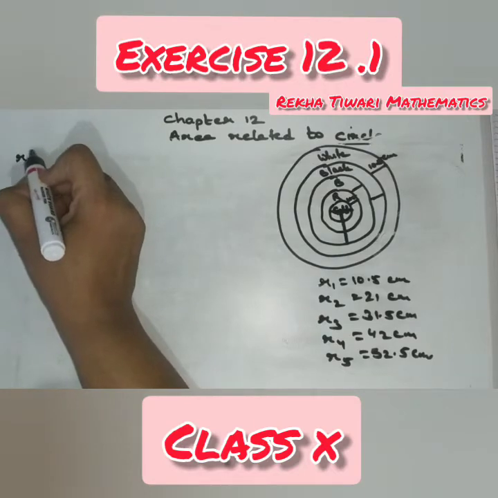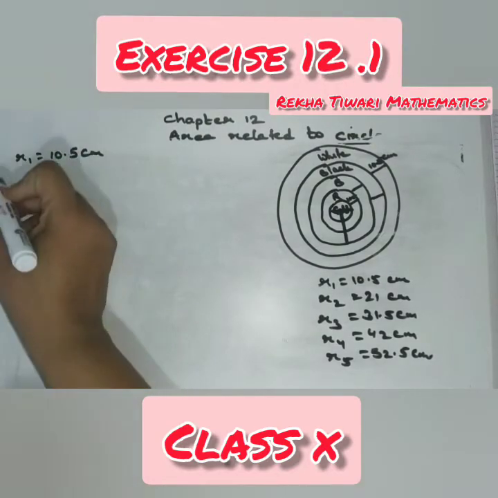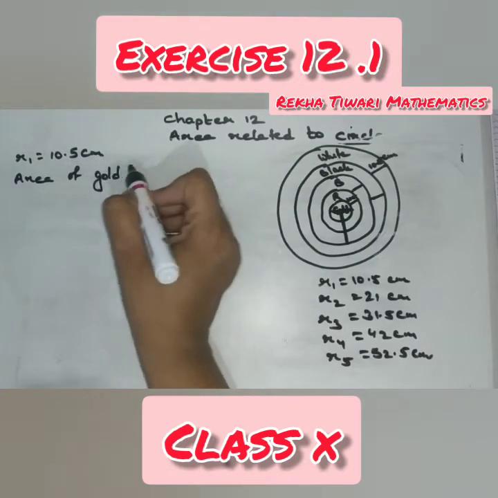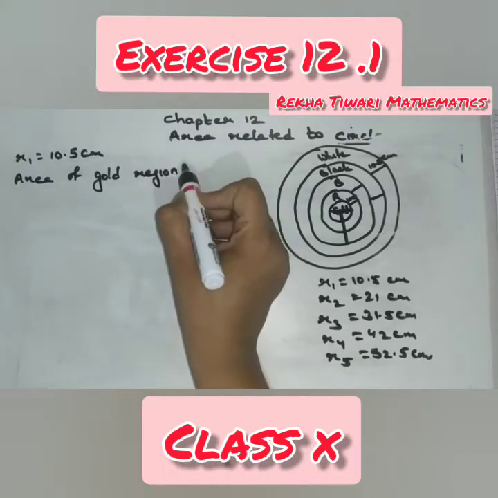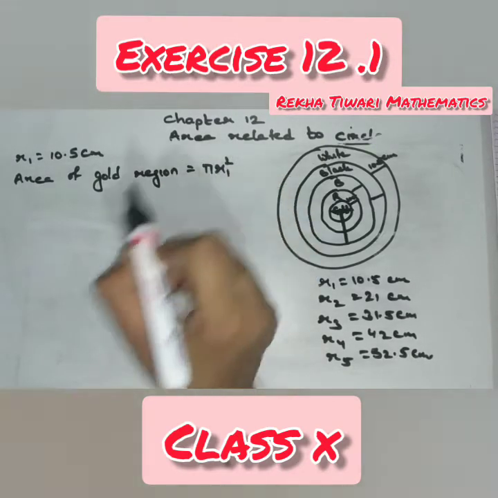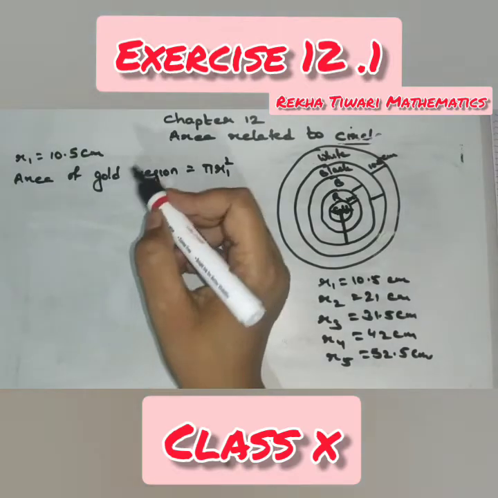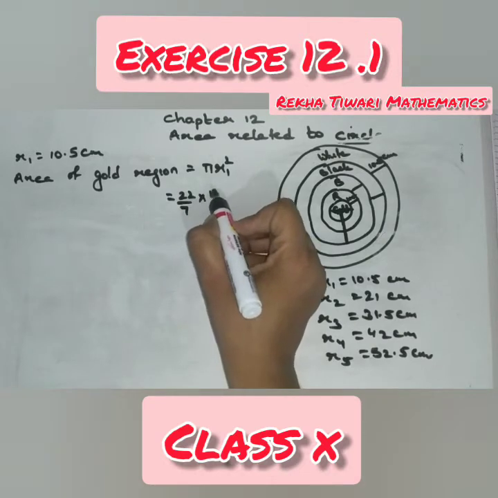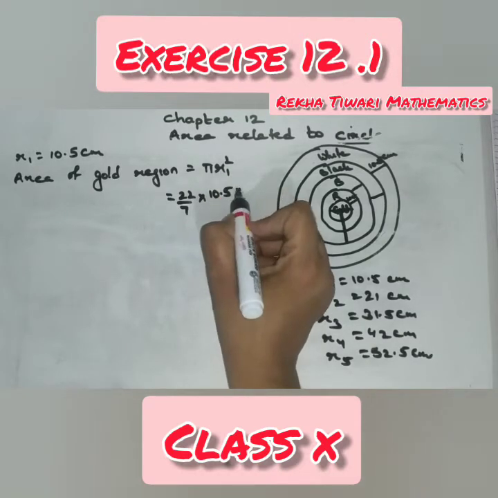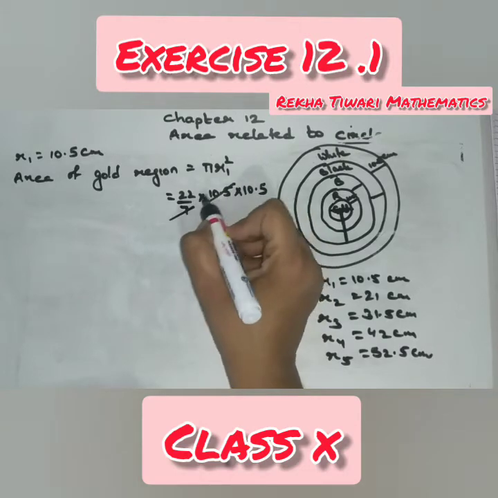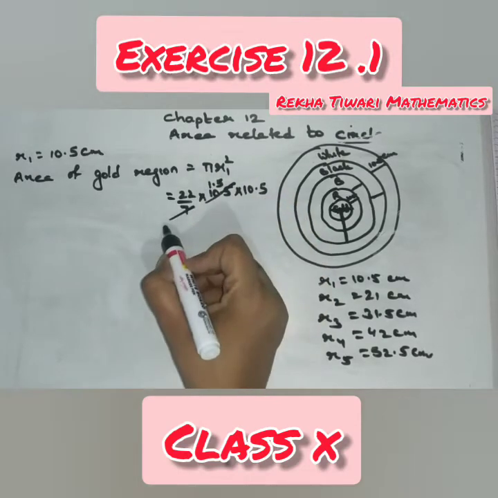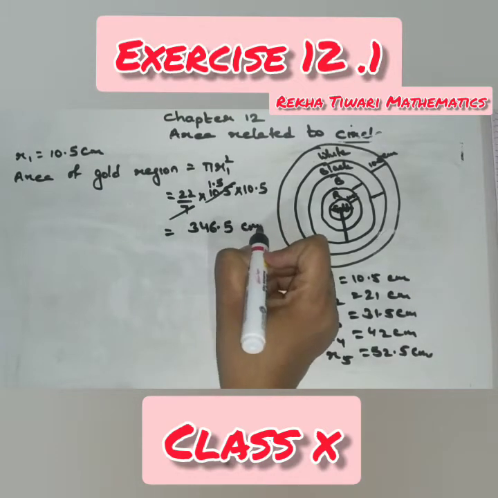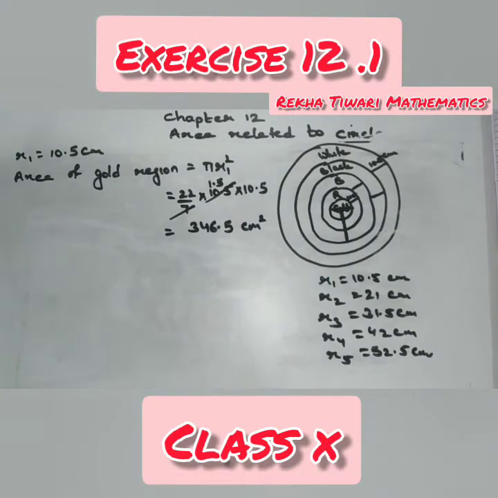Since R1 is equal to 10.5 centimeter, the area of gold region is equal to pi R1 square. Pi is 22 by 7, and R1 is 10.5. Square means you have to write this 2 times. Cancel this, you will get 1.5. If you multiply these 3, you will get 346.5 centimeter square. So this is the area of gold region.